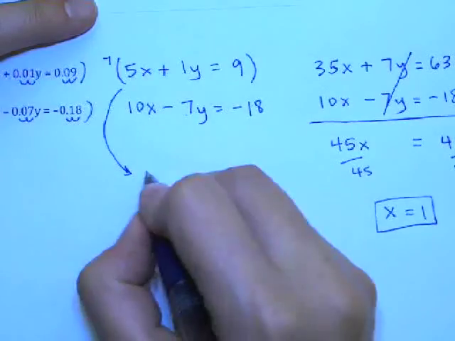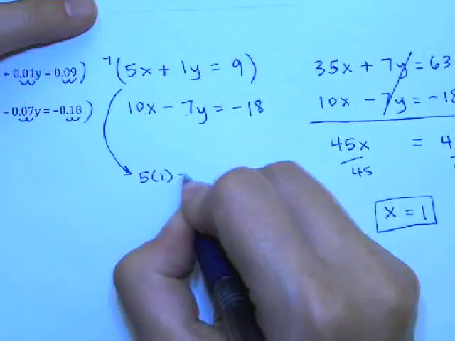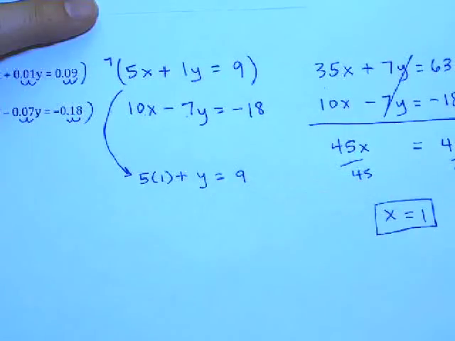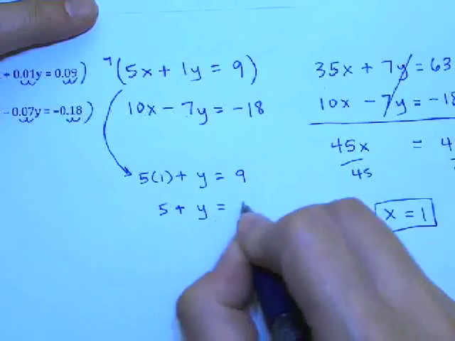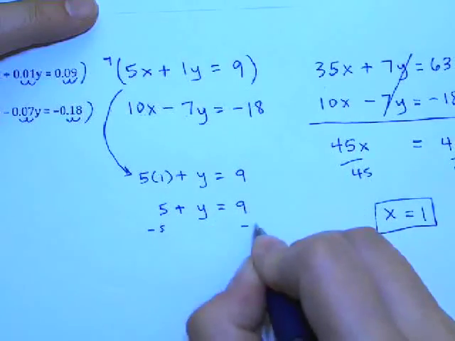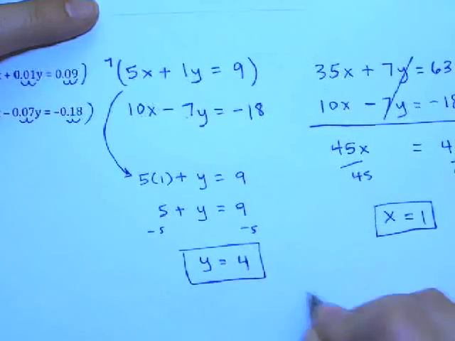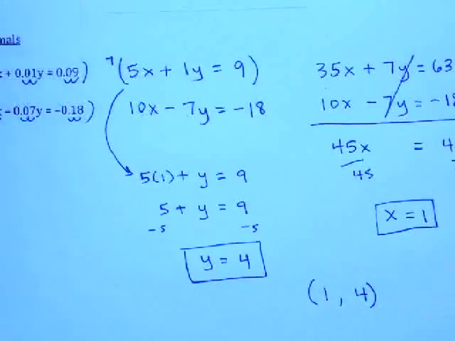So 5 times 1, because x equals 1, plus 1y, which is the same as just y, equals 9. 5 times 1 is 5, so 5 plus y equals 9. Subtract 5 on each side, so y equals 4. Now I have the solution to my system, which is (1, 4). So that's a strategy for working with decimals.